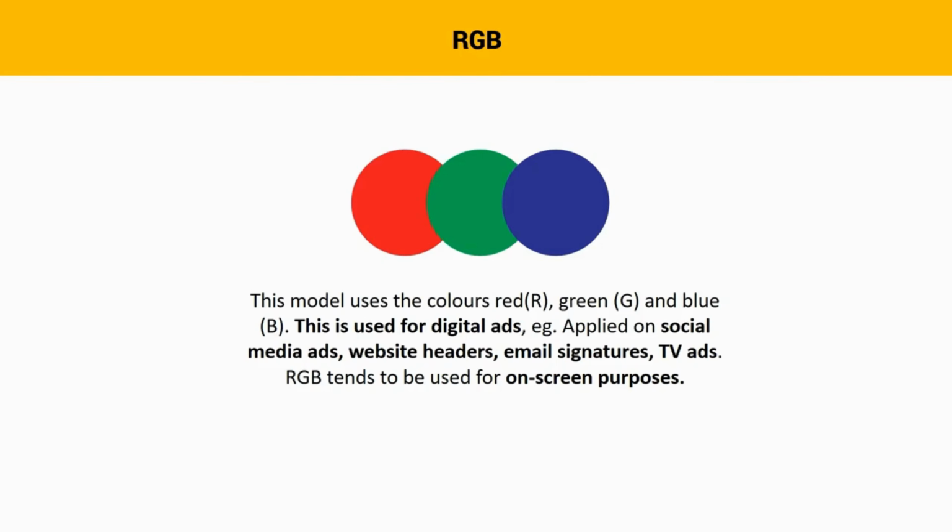RGB. This model uses the colors R red, G green and B blue. This is used for digital ads, e.g. applied on social media ads, website headers, email signatures, TV ads. RGB tends to be used for on-screen purposes only.